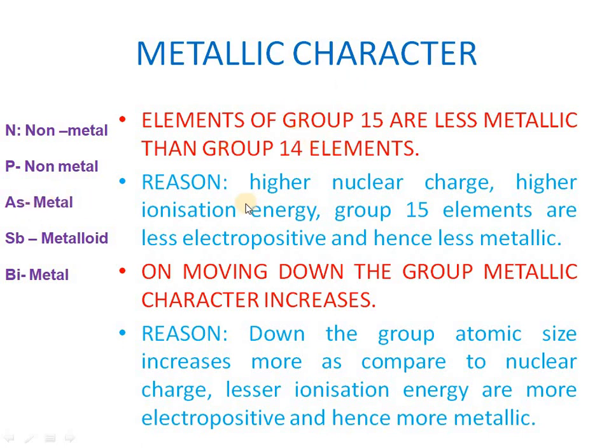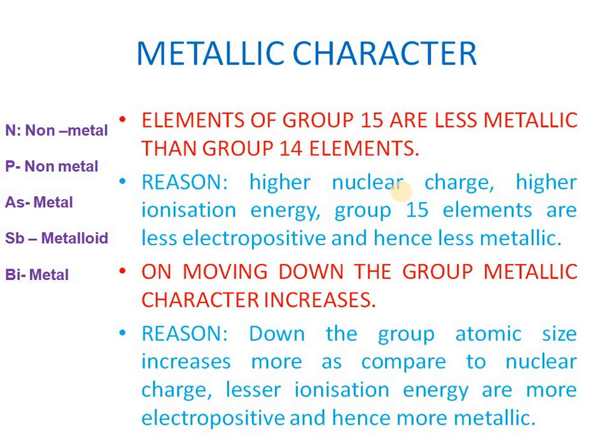Elements of group 15 are less metallic than group 14 elements. The reason is higher nuclear charge. The more the nuclear charge, the more the force of attraction between the nucleus and the valence electron. The electron will find it difficult to move out, therefore ionization energy will be high. If ionization energy is high, the metallic character will be less. If metallic character is less, it means non-metallic.